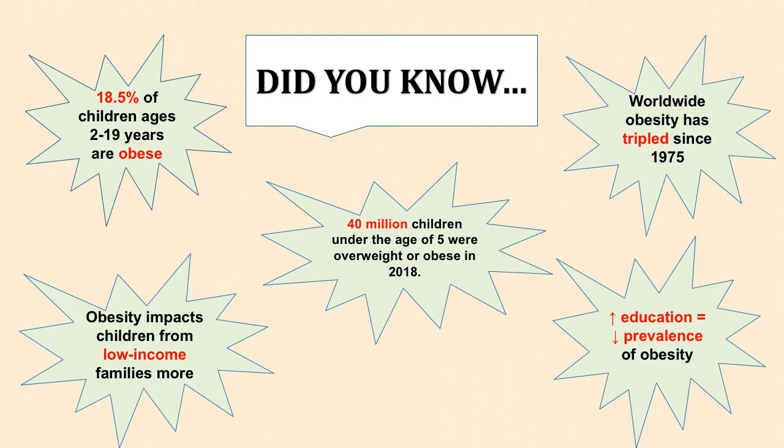Did you know 40 million children under the age of 5 were considered to be overweight or obese in 2018? 18.5% of children ages 2 to 19 are obese. Worldwide obesity has tripled since 1975, and children from lower socioeconomic status communities are more likely to be obese and come from families with obesity.